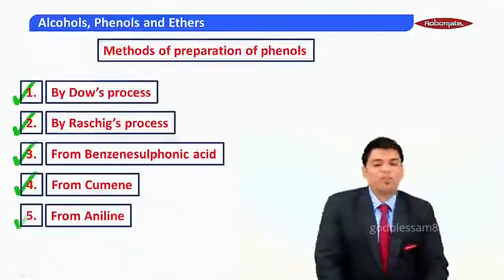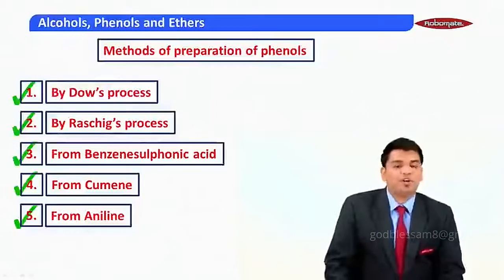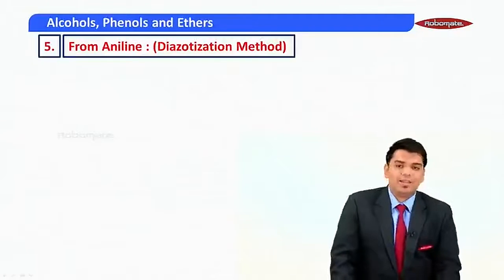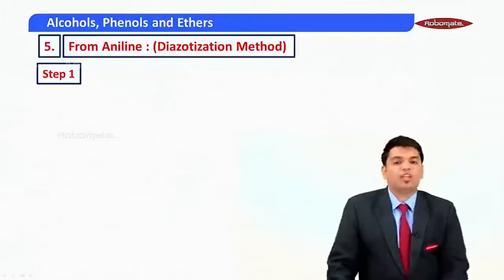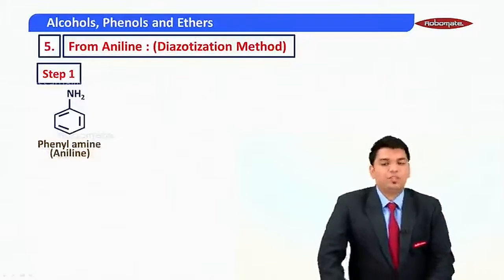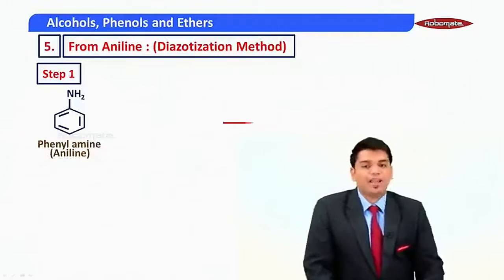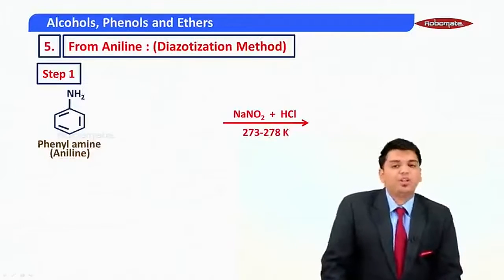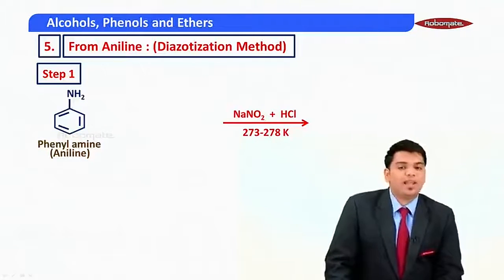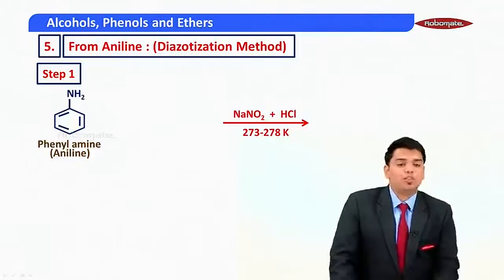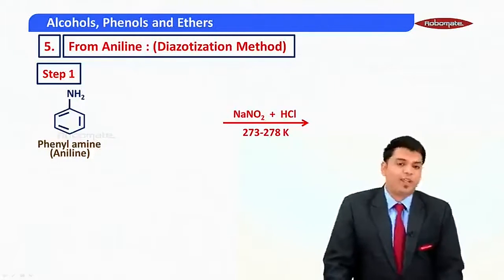Moving on to the last one, that is preparation of phenols from aniline, which is called the diazotization method. In the first step, we take phenylamine, that is aniline. It is treated with NaNO2 and HCl at 273 to 278 Kelvin, that is 0 to 5 degrees Celsius.